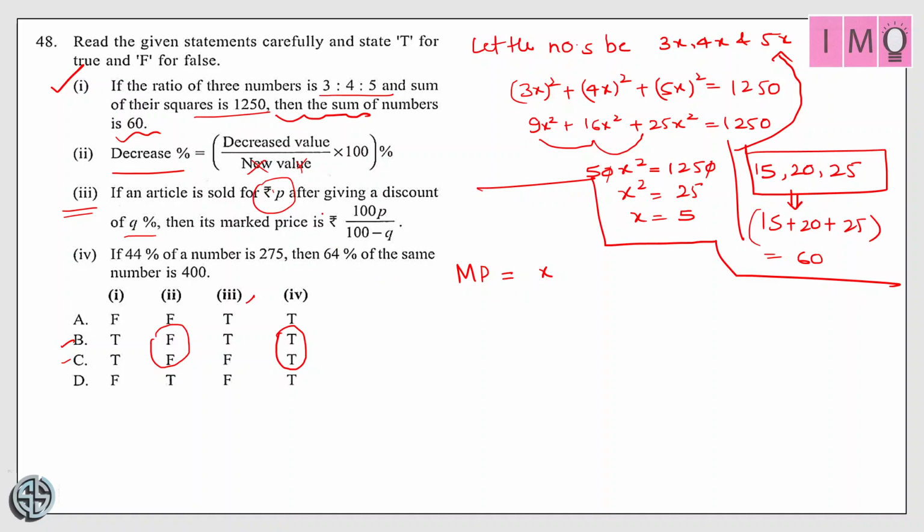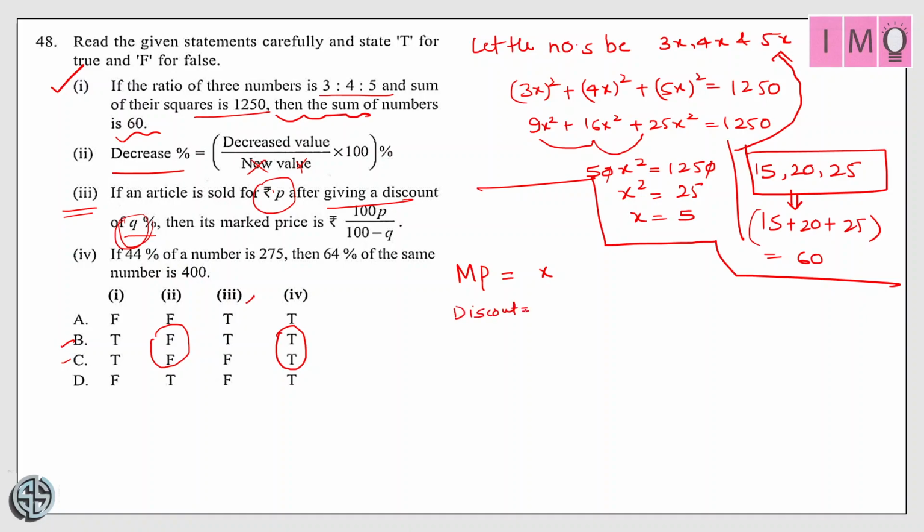Now it is said, after giving a discount of Q%, right? When you give a discount of Q% on X rupees, what will be the selling price? Because suppose 100 rupees is the marked price and you give 10% discount, so you will sell the cloth at 90 rupees. So let's find the discount first.